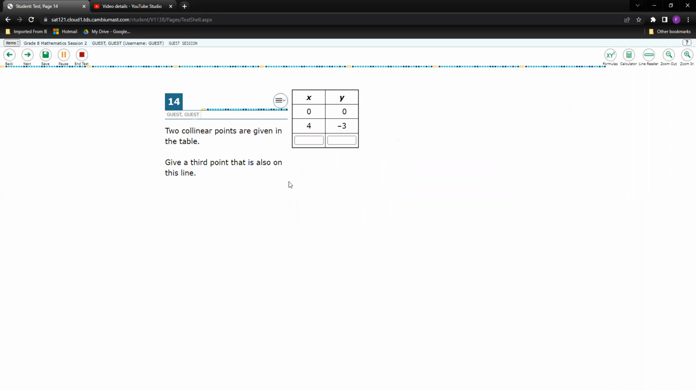Okay, let's follow the pattern. If you start from 0, then go to 4, what's your next number? 8, right? You go to 0 on the y. Go to -3, what's the next number? Well, -6. And a lot of you got this rather easily in class.